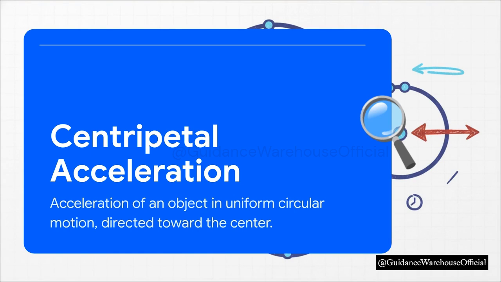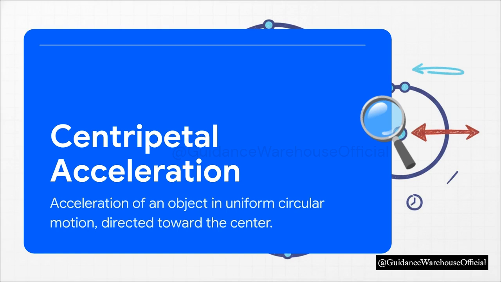Remember, velocity is a vector. It's got two parts: magnitude, which is your speed, and direction. In uniform circular motion, sure, your speed might be perfectly constant, but your direction is changing every single fraction of a second. And because your direction is constantly changing, your velocity is changing. Which means, yep, you are accelerating.